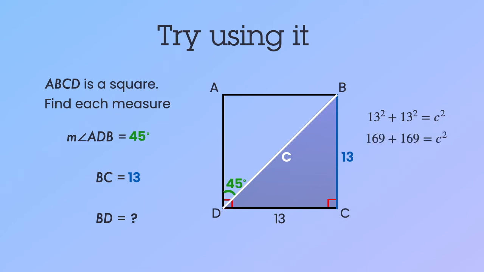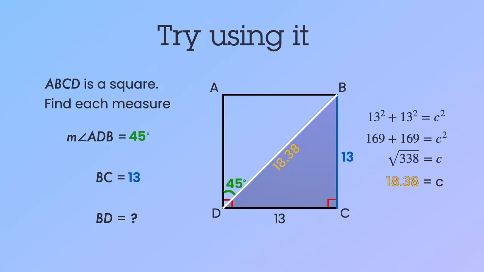As we start calculating this, 13 squared is 169, so we can substitute that in. We'll go ahead and add to get 338 equals c squared. Then we have to do the square root of both sides. That's the step that everyone forgets because we don't want c squared. We want regular old c. Then you use your calculator and you find out that c is approximately 18.38.